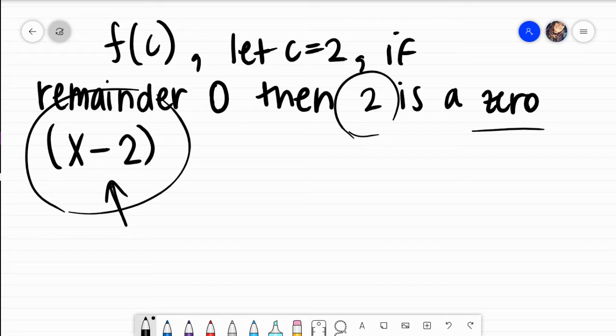This is whenever we don't actually know what we're dividing by. This is when we're not told to divide by x minus 2. So we actually divide by 2. This is literally whenever we just have the polynomial and we need to find the zeros of that polynomial. Okay, so let's just put this.